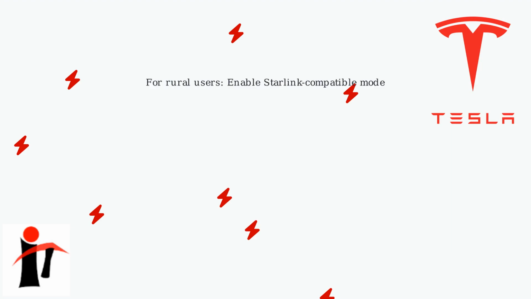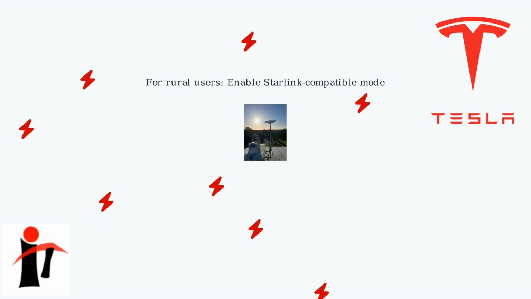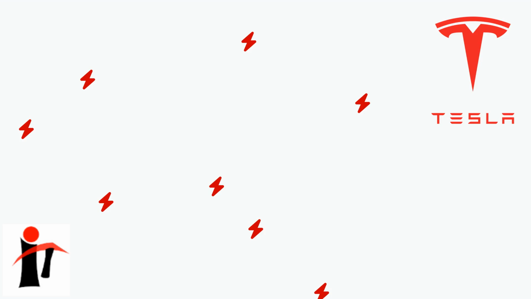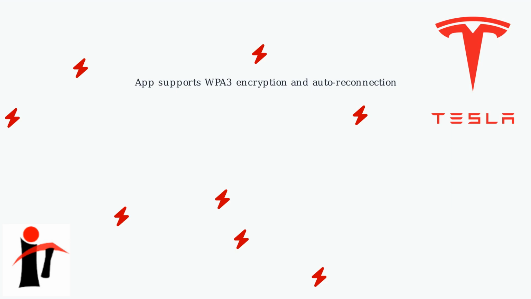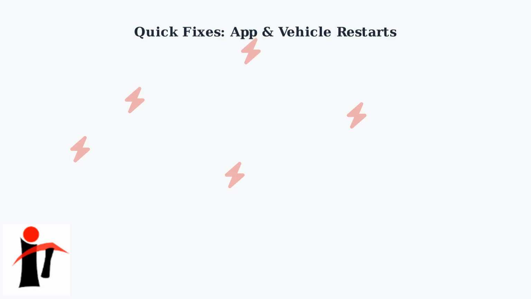Disable VPNs and ensure your firewall isn't blocking Tesla's servers, particularly domains like tesla.com. These security measures can interfere with the app's connectivity. If you're in a rural area using satellite internet like Starlink, access the app settings and enable Tesla's Starlink-compatible mode for better stability. Before diving deeper, try these quick fixes.